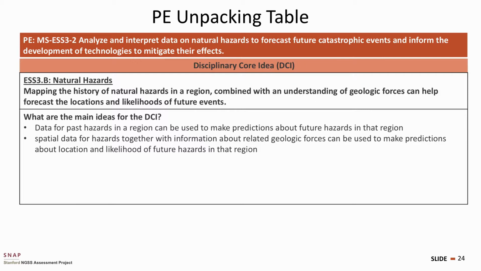I want to call attention to something sort of strange about this DCI. The way it's written, the goal is for students to know that data for hazards can be used to make predictions about future hazards. The DCI alone doesn't say that students should be able to use patterns in historical data to make predictions, but when we consider the DCI together with the practice and cross-cutting concept, we know that it's a reasonable expectation. We don't just want students to know that data can be used. We want them to know how to use the data to make predictions.